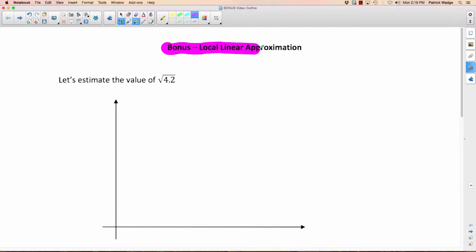A little bonus section for you today. This section I'm calling Local Linear Approximation. It's not in your textbook, but it will come up next year in calculus, I'm sure, so I thought I'd give you a little preview of it this year.